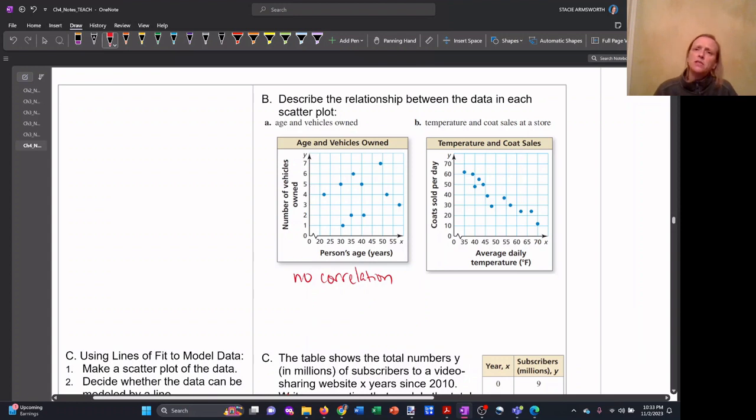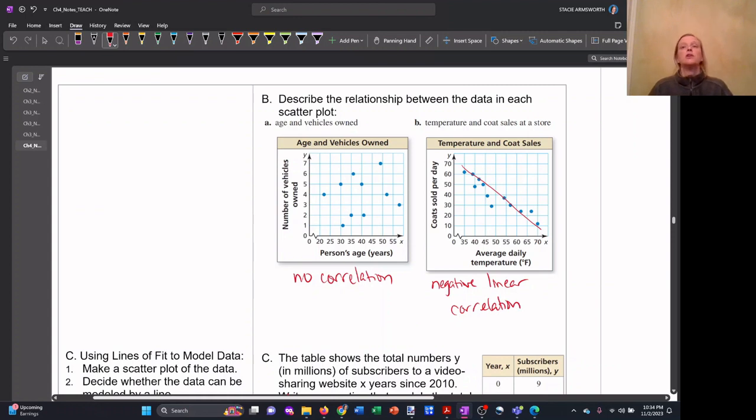Here, however, with the temperature and coat sales at a store, it appears that as the temperature increases, the coats sold per day decreases. So when it's cold outside, people are buying more coats. And when it's warm outside, people aren't bothered about buying a coat. Because the general trend here is downwards with that negative slope direction, this is a negative linear correlation. Linear because those data points are close to a line.